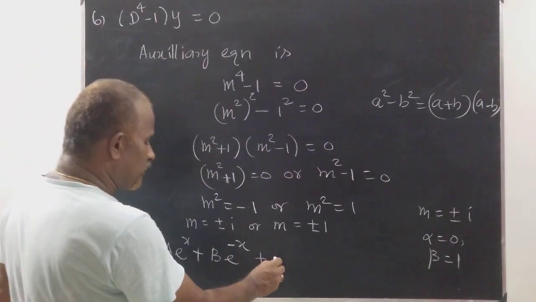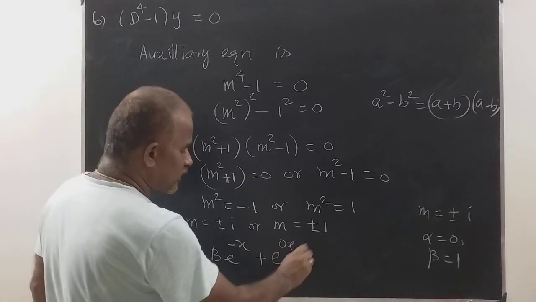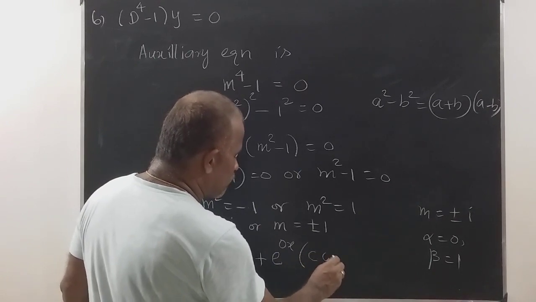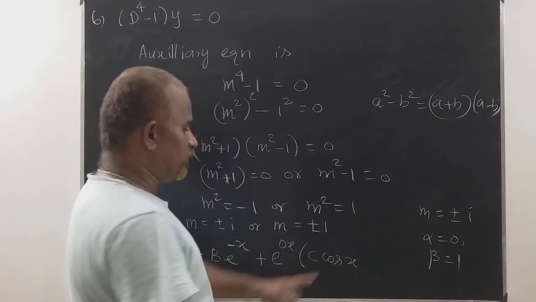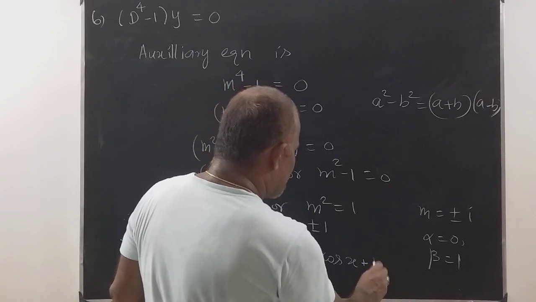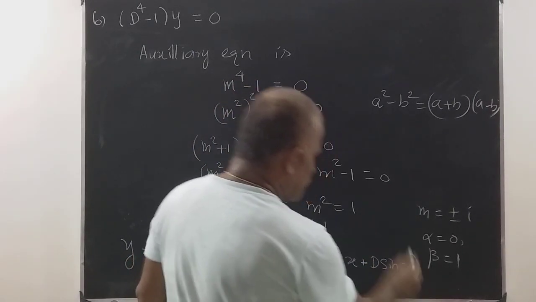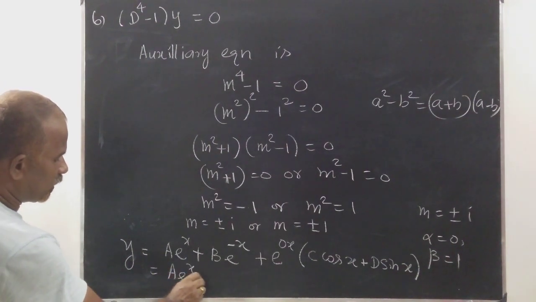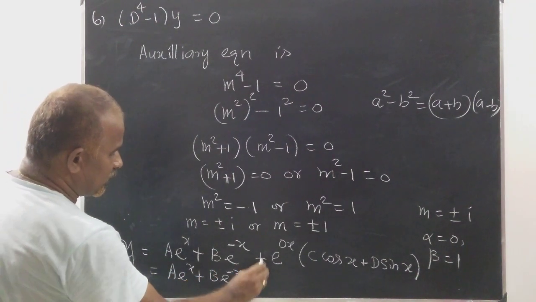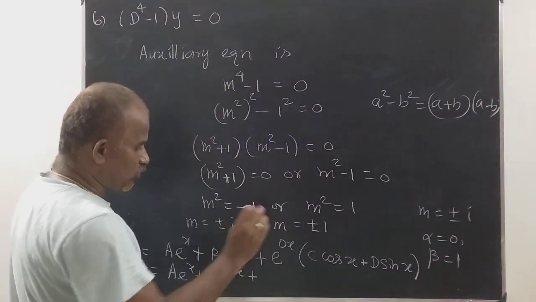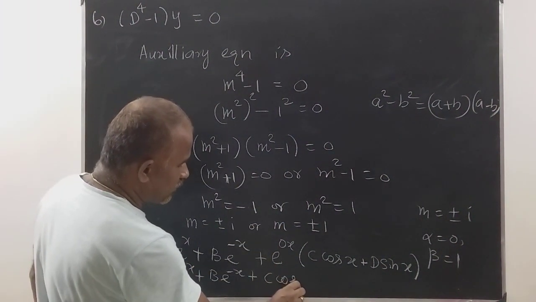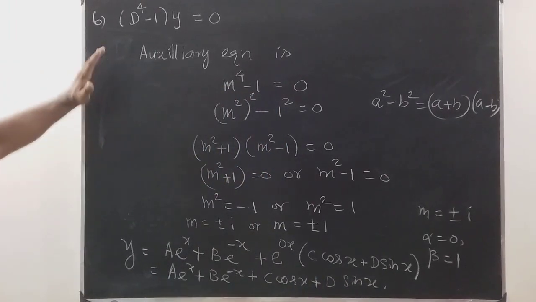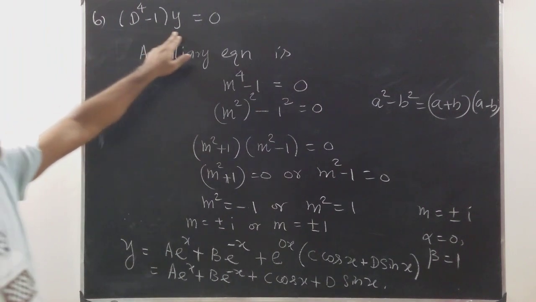Therefore e power 0x, e power alpha x into c cos beta x, a and b are already involved. Therefore c cos beta x plus d sin beta x. So therefore, this is equal to a into e power x plus b into e power minus x plus e power 0x is 1, into c cos x plus d sin x. So this is the required solution for the given differential equation.